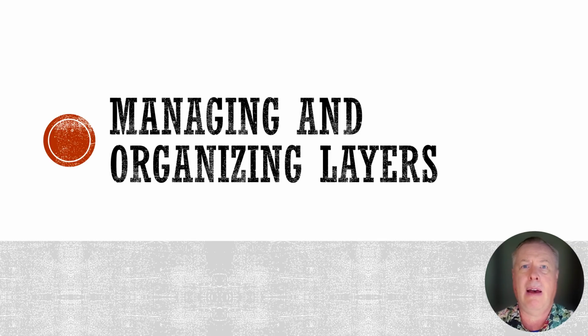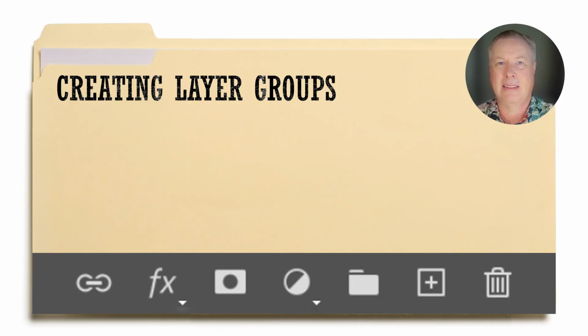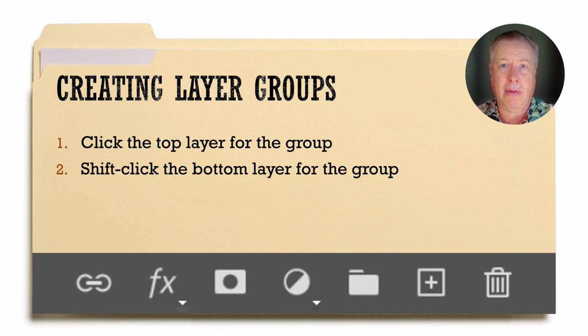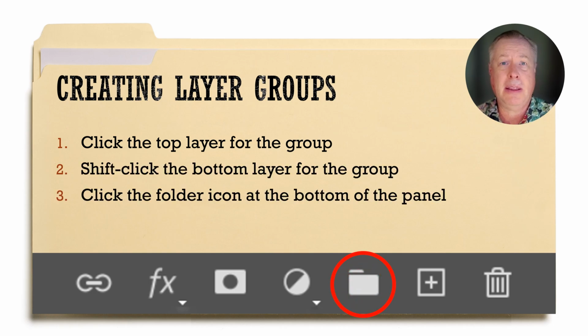So once we have all these different types of layers, how do we manage them? Let's look at a few techniques to maintain sanity while working with layers in Photoshop. Creating layer groups is easy. Click on the top layer for the group, shift-click on the bottom layer for the group, and then click the folder icon at the bottom of the panel.